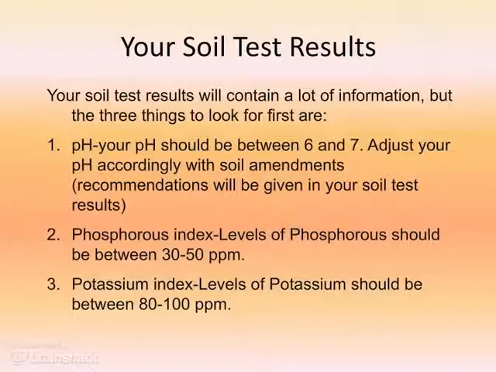Your soil test results will contain a lot of information, but the 3 things to look for first are your soil pH. Your pH should be between 6 and 7. Adjust your pH accordingly with soil amendments. Recommendations will be given in your soil test results. Next is your phosphorus index. You want to get your levels of phosphorus between 30 and 50 parts per million. Your levels of potassium should be between 80 to 100 parts per million. Some sources of phosphorus that you can use as a soil amendment include bone meal and rock phosphate. Sources of potassium include green sand, kelp, or granite meal.